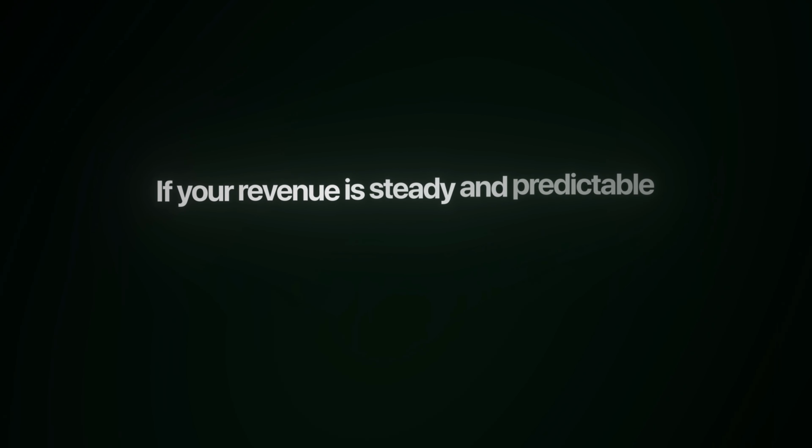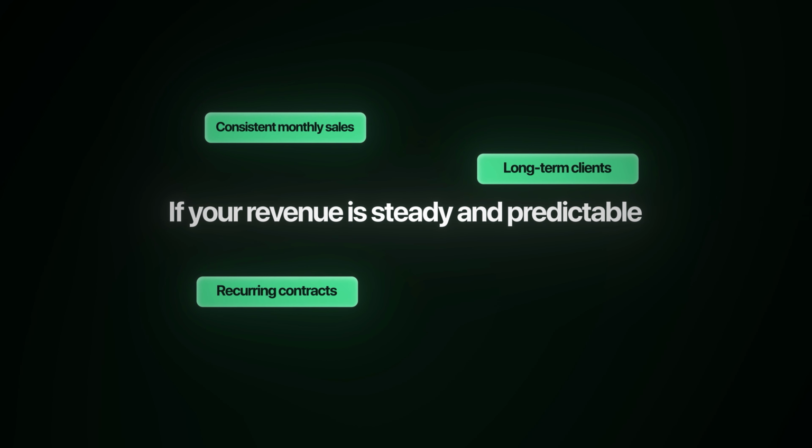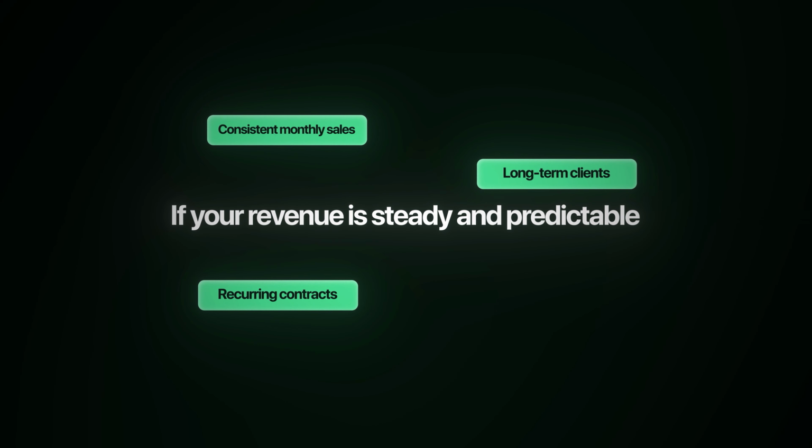The way money moves through your business determines which loan products are even available to you. If your revenue is steady and predictable, think recurring contracts, long-term clients, consistent monthly sales, you qualify for the cheapest capital available. Things like bank term loans, SBA, and conventional real estate financing. Lenders love predictability because it means the monthly payment is easy to service.